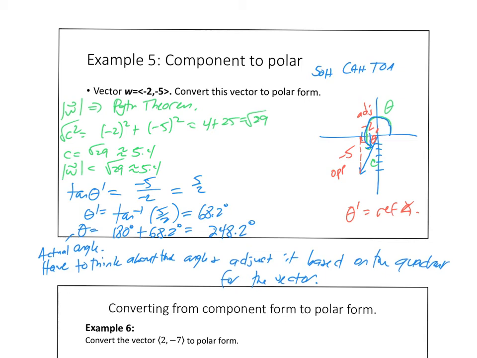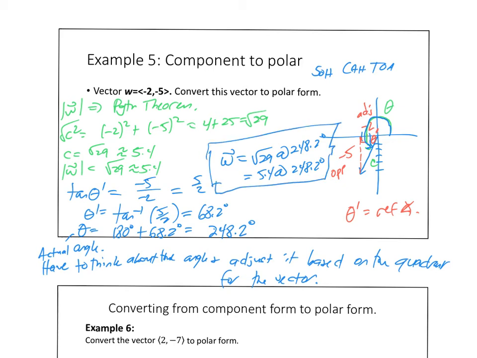So I'm going to summarize. Vector W is rad 29 at 248.2 degrees, or if you want the decimal approximation, you could also say it's 5.4 units at 248.2 degrees. Okay, so if it's an exact answer, just write rad 29. That's perfect.